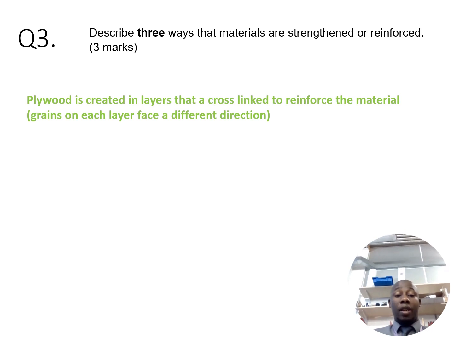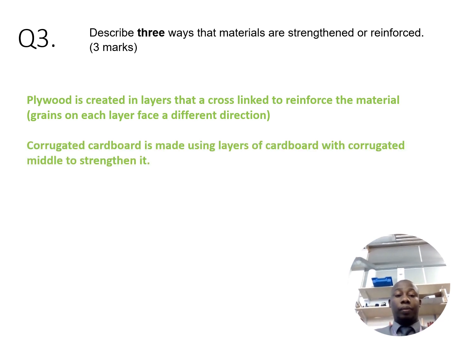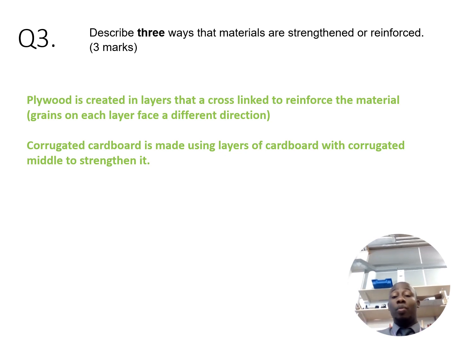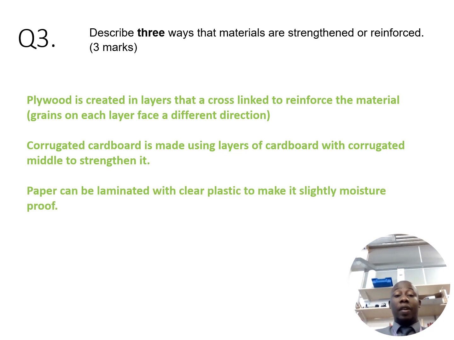The first one here is plywood is created in layers that are cross-linked to reinforce the material. So meaning on plywood, each and every one of those layers, the grains are facing a different direction, and what that does, it makes the plywood become strong. Corrugated card is also made of layers of cardboard with a corrugated layer in the middle to make it stronger, so that the cardboard doesn't flex easily.